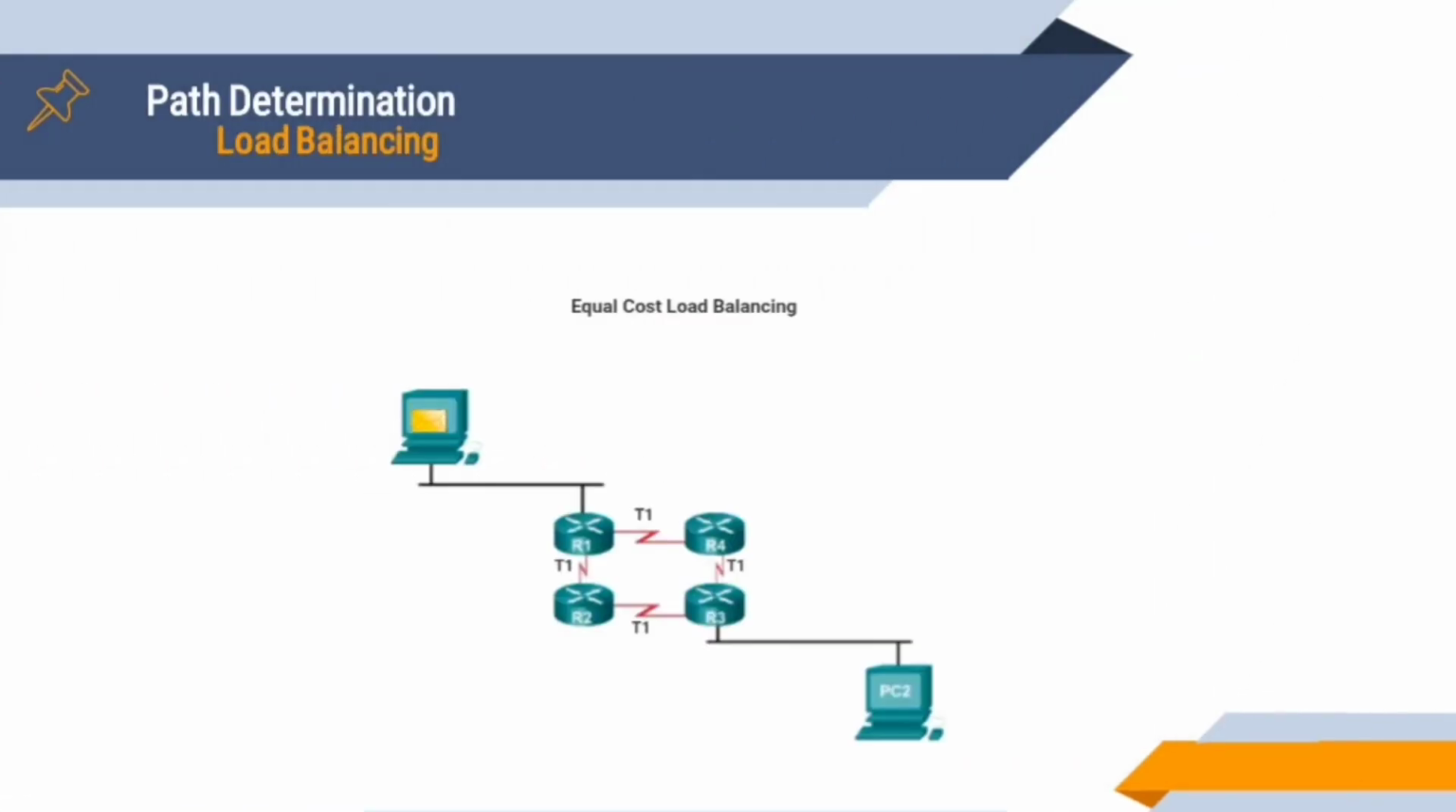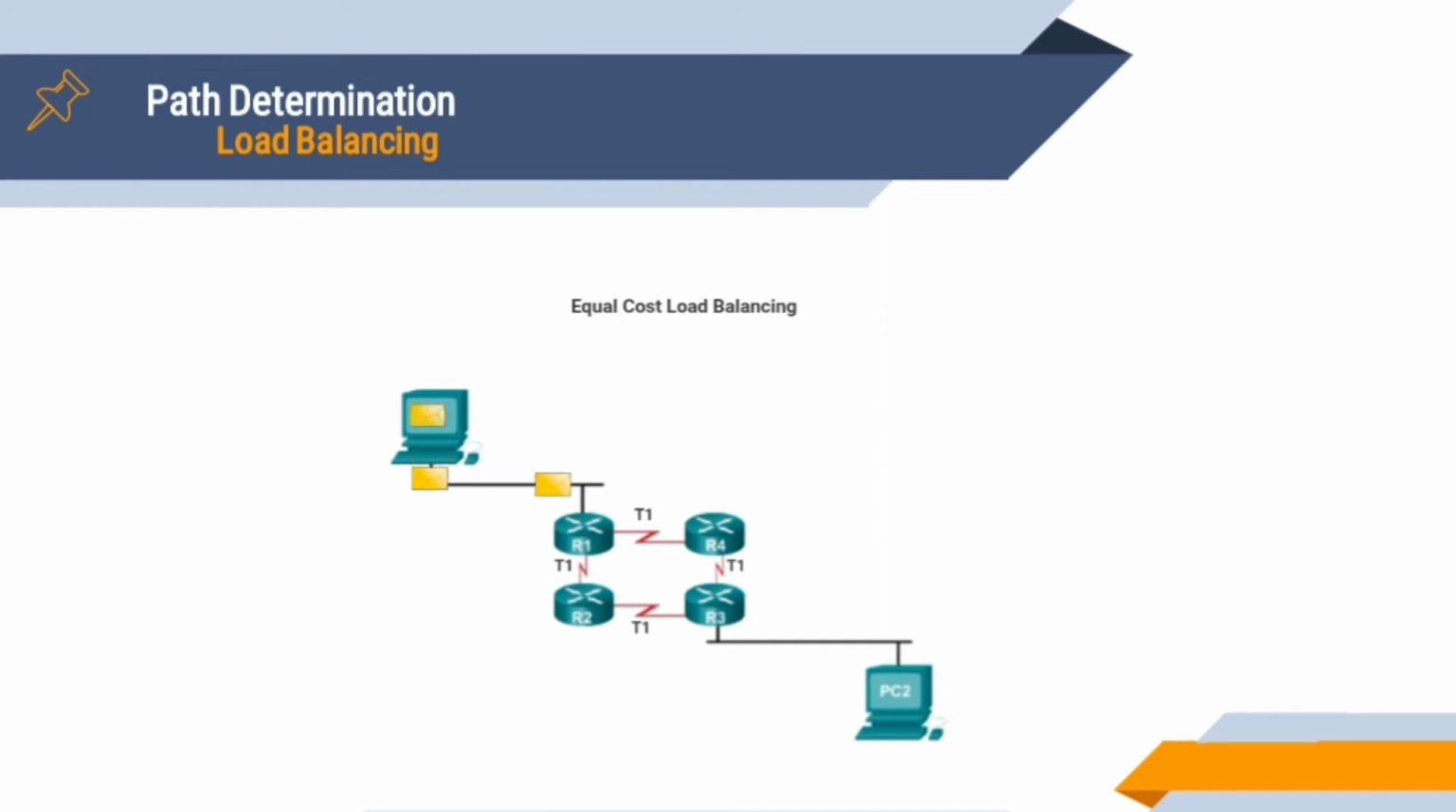We are now down to load balancing. The animation you can see is an example of equal cost load balancing. When a router has two or more paths to a destination with equal cost metrics, then the router forwards the packets using both paths equally. The routing table contains the single destination network but has multiple exit interfaces, one for each equal cost path. The router forwards packets using the multiple exit interfaces listed in the routing table.